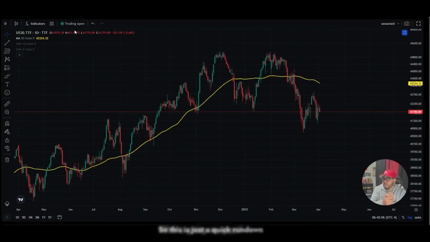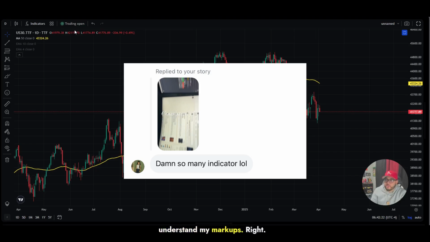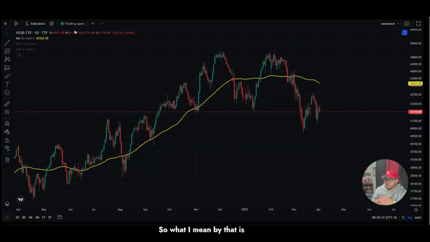What is going on, guys? So this is just a quick rundown on a top-down analysis for US 30. I posted up a picture a few days ago in regards to a markup. And a lot of people were like, oh, that's so many indicators. And they just really didn't understand my markups, right? And as a trader, that's okay. You should be the own Picasso of your creation, right? So what I mean by that is everyone shouldn't have to understand your charts.